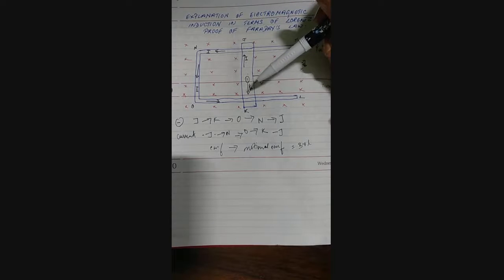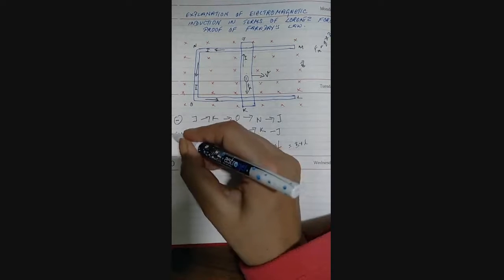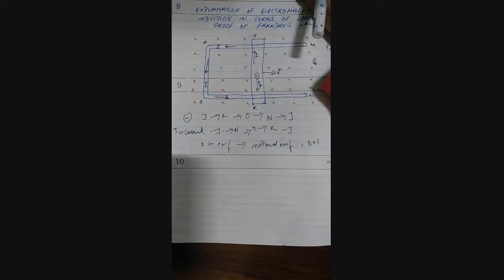Suppose the induced EMF in the moving rod JK is E and the induced current in the circuit is I. So EMF is denoted by E, and current is denoted by I.